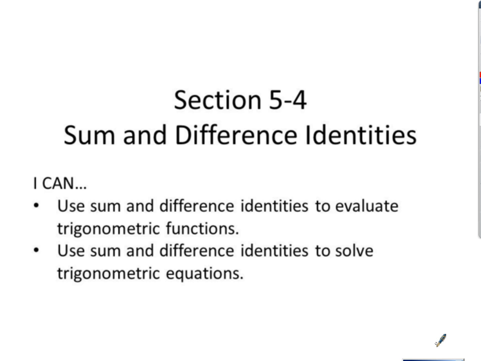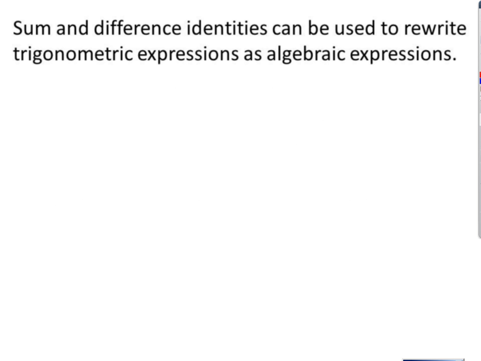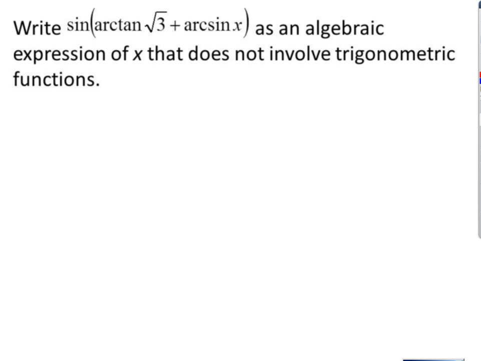This is section 5.4, part B, sum and difference identities. Sum and difference identities can be used to rewrite trigonometric expressions as algebraic expressions. So we need to write the sine of arctangent radical 3 plus arcsine of x as an algebraic expression of x that does not involve a trigonometric expression.